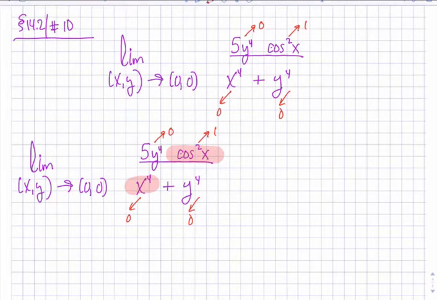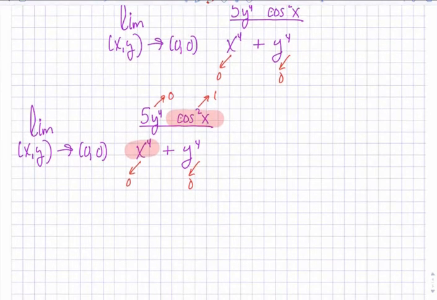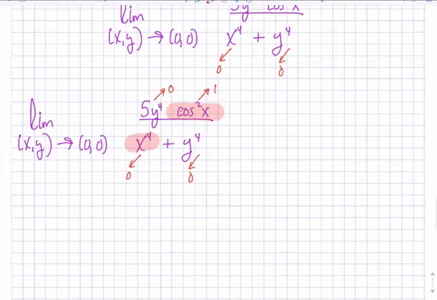Similarly, cover up the y to the fourth terms. Just cover them up with your fingers if you want, or mentally. You have cosine squared x over x to the fourth, which is of the form, well, 1 over 0, so something's going on here. Let's investigate what happens as we approach the origin along the x and y axes.